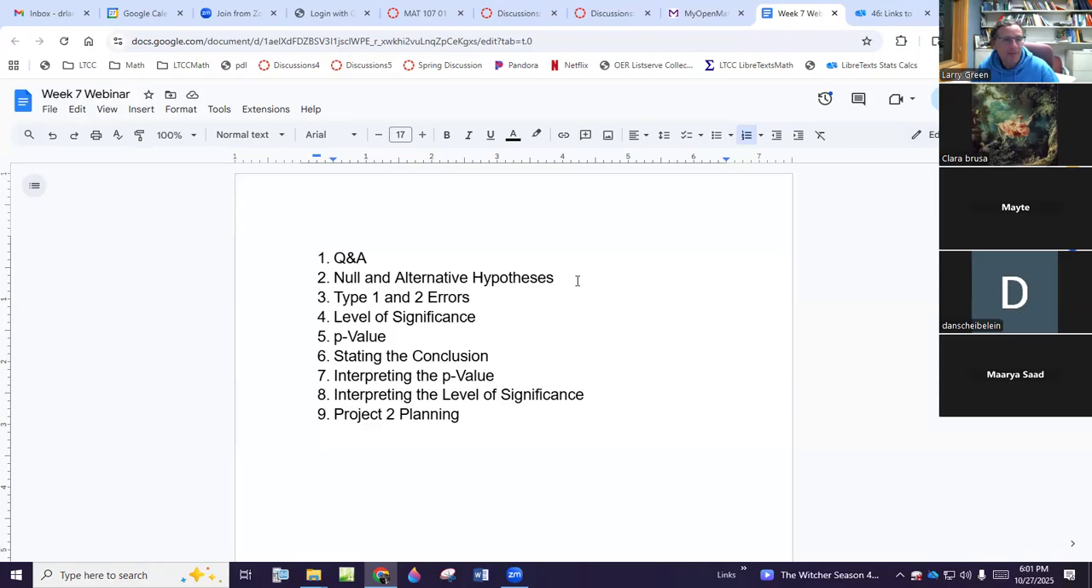So I'm going to talk about the steps and what you're going to have to do to apply hypothesis testing. And the first is to come up with the null and alternative hypotheses. I don't expect you to necessarily know what these mean now, but hopefully by the end of the week you will. Then we'll talk about what is a type 1 error and what is a type 2 error. Then after that, we'll get into what's called the level of significance. And then we'll get into the p-value. Again, these are just words for you, but hopefully not too long from now, you'll understand them. We'll learn how to state the conclusion of the hypothesis test. We'll learn how to interpret the p-value. We'll interpret the level of significance.